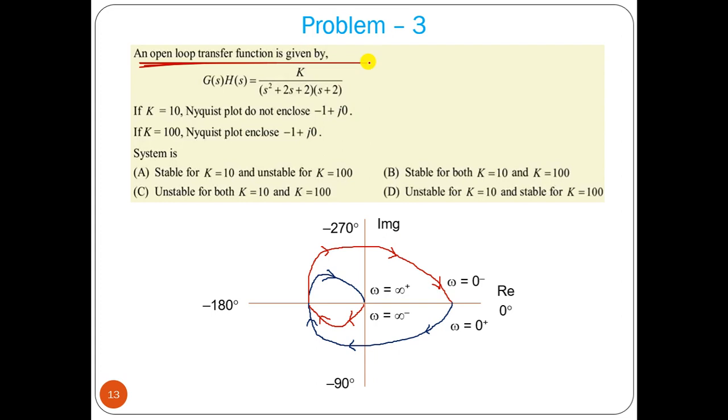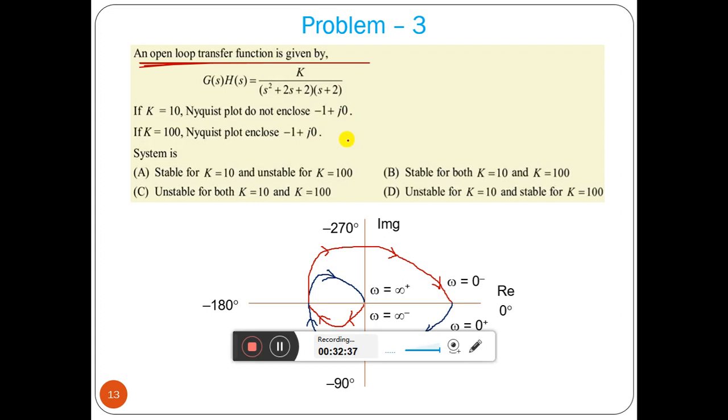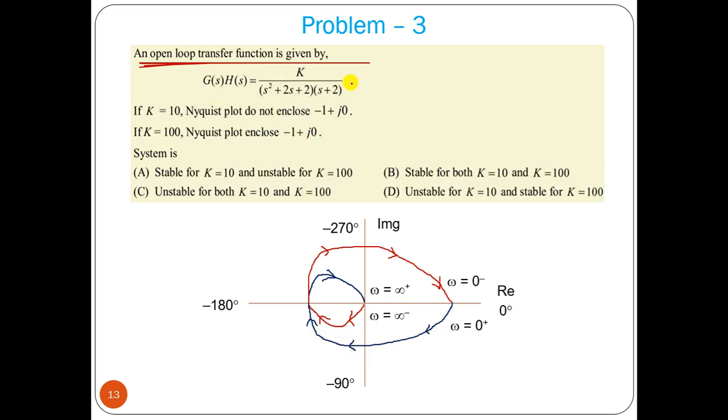An open loop transfer function is given as this. This is the transfer function. We have to find out: if k equal to 10, the Nyquist plot does not enclose the minus 1 plus j0 point. If k equal to 100, the Nyquist plot encloses the minus 1 plus j0 point. The system is stable for k equal to 0, unstable for k equal to 10, stable for both k equal to 10 and 100, unstable for both 10 and 100, or unstable for k equal to 10 and stable for k equal to 100. So, that is the point we have to find out.